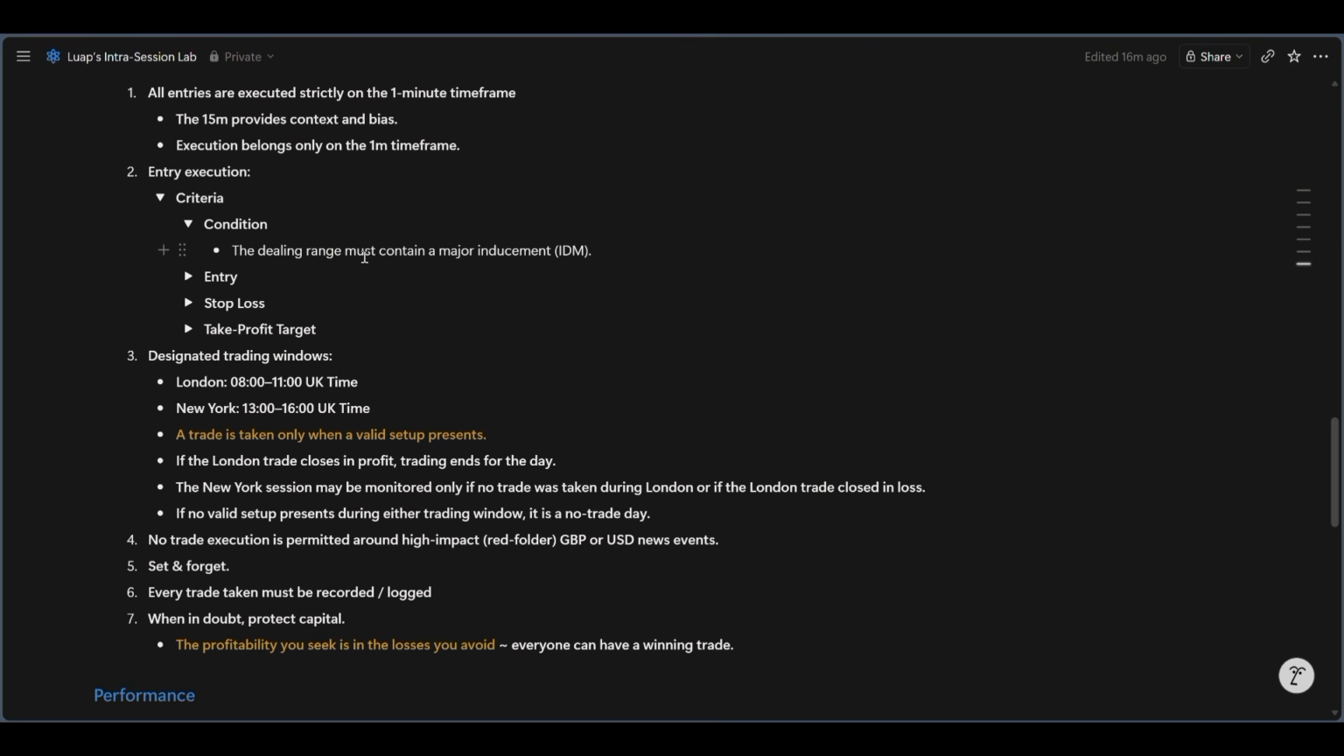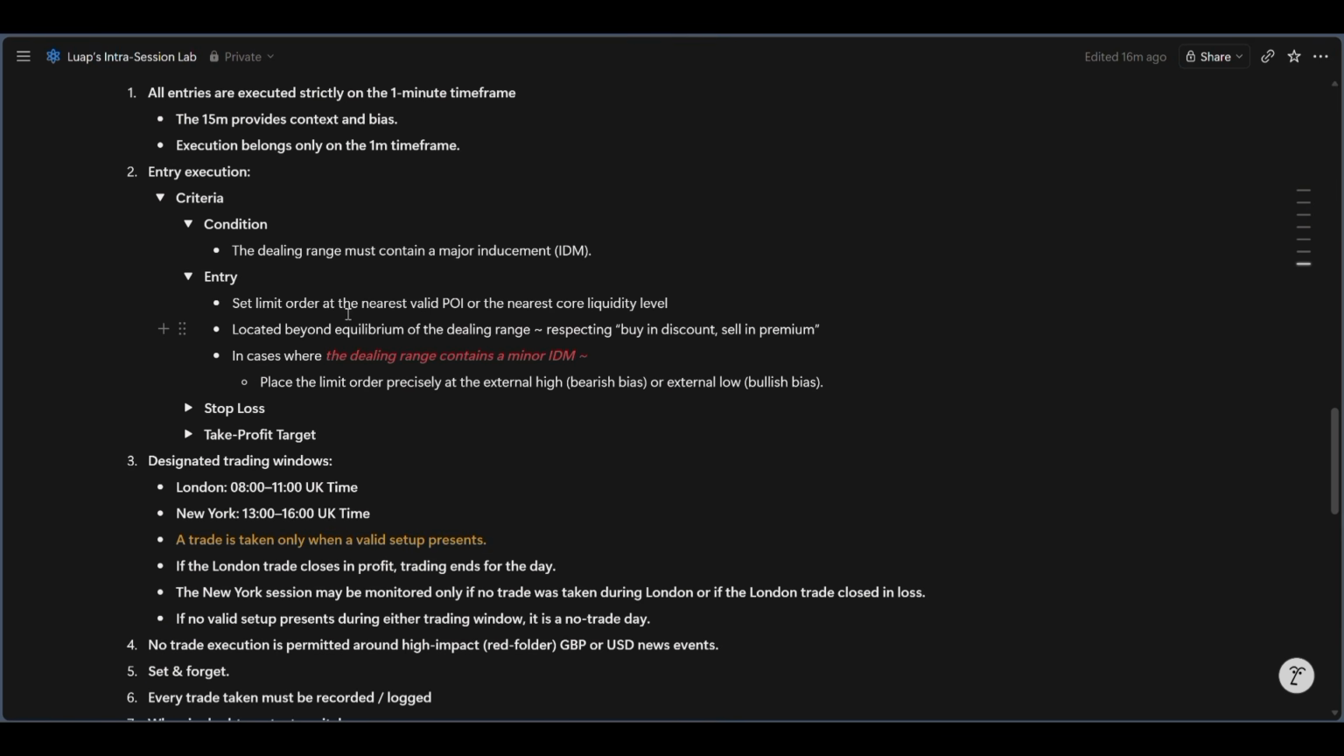The condition is the dealing range must contain a major inducement. The entry: set limit order at the nearest valid POI or the next core liquidity level. By core liquidity level, I mean either the inducement or the engineering liquidity, located beyond equilibrium of the dealing range, respecting buying discount and selling premium. Exactly. Then, in cases where the dealing range contains a minor inducement, you place the limit order precisely at the external high if you're bearish, or external low if we are bullish.